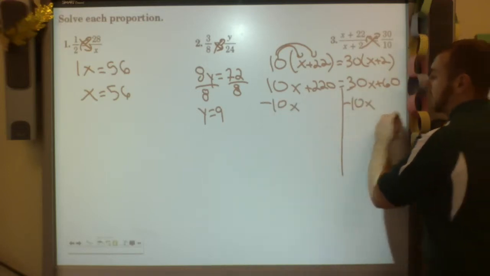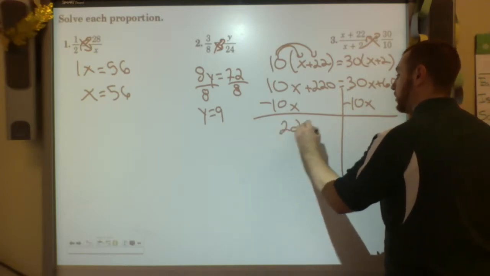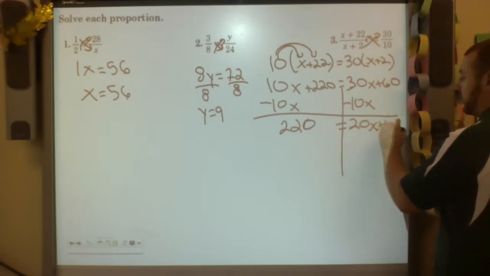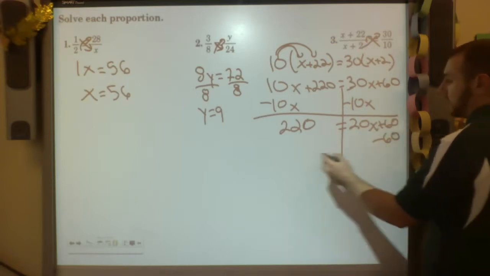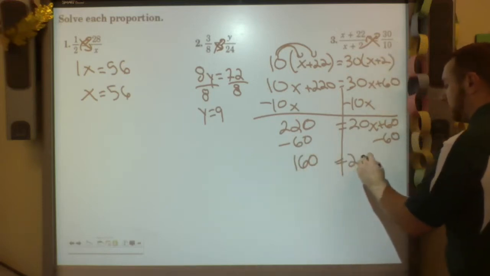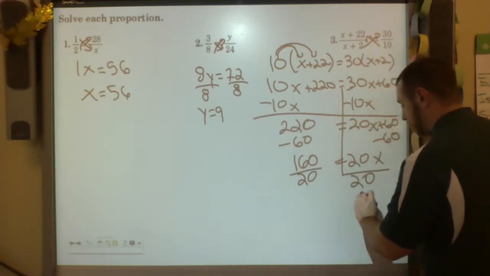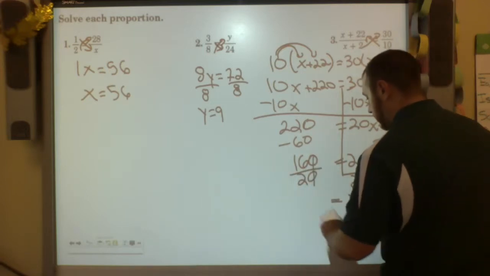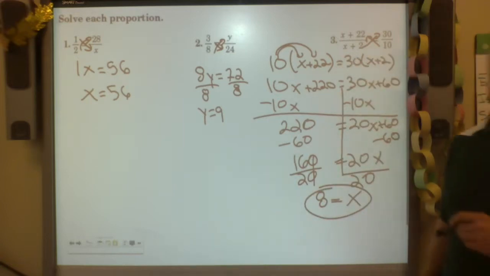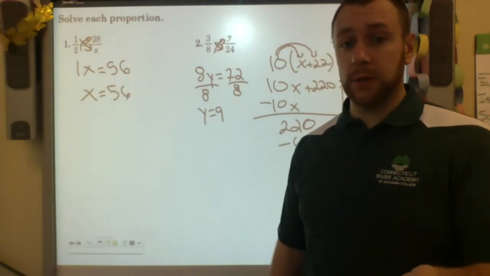I again combine my x's. When they're on opposite sides, I would subtract. 220 equals 20x plus 60. I subtract 60. And then I divide by 20. X becomes 8. Okay, so that's how I set up and solve proportions.